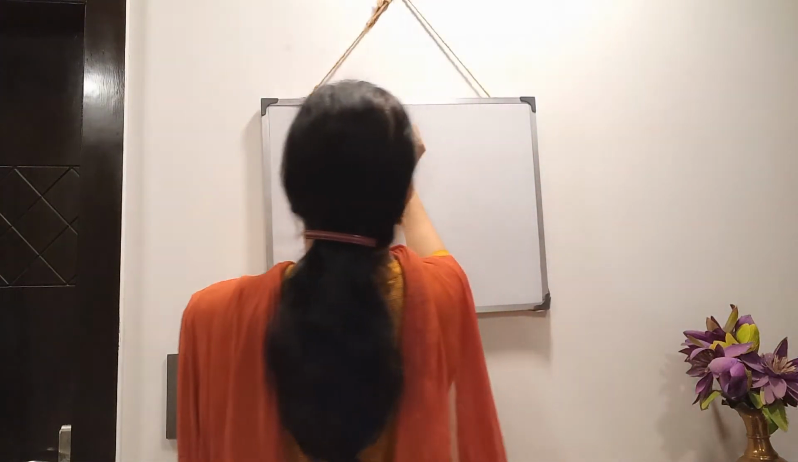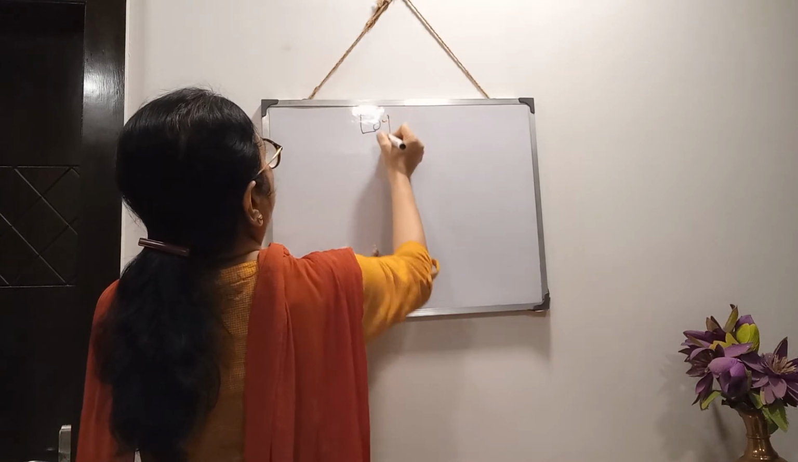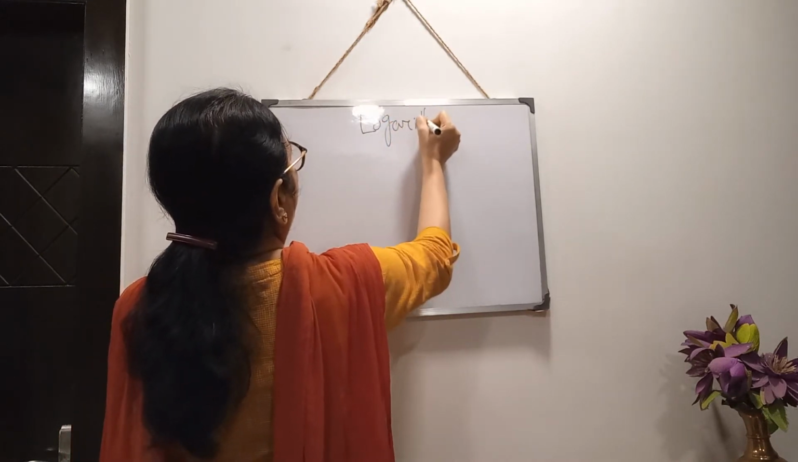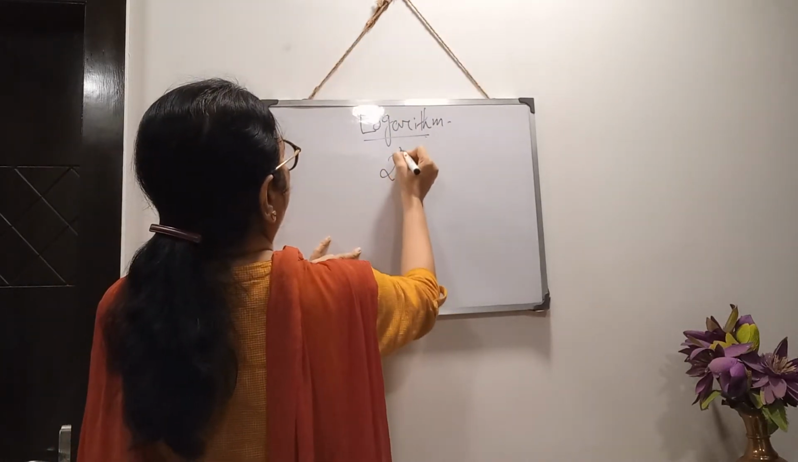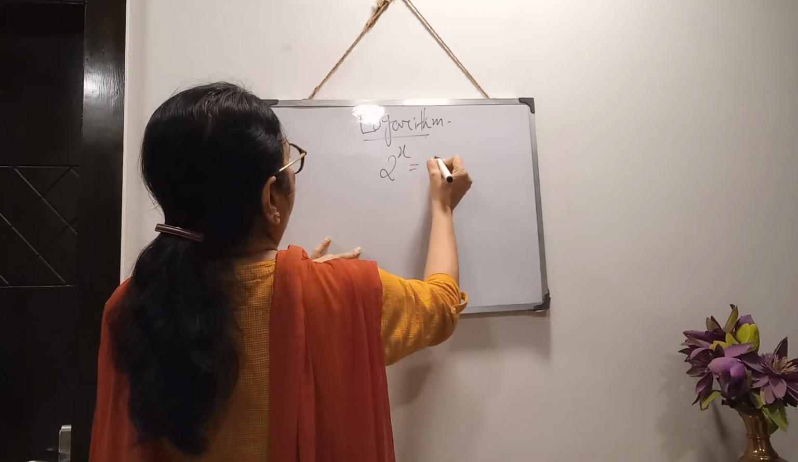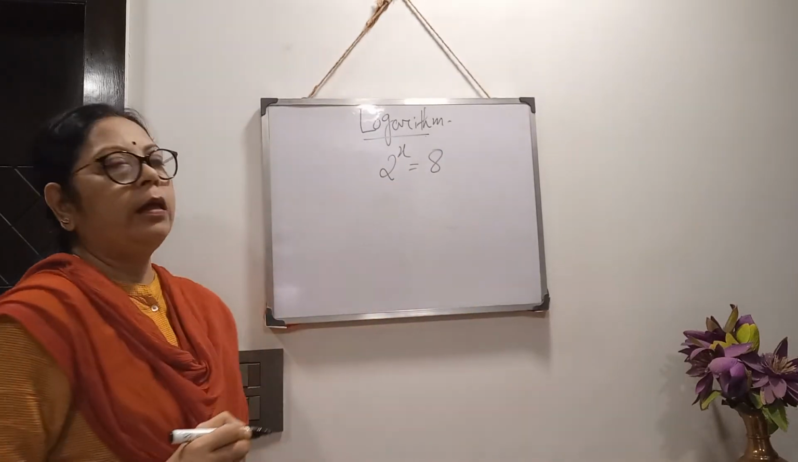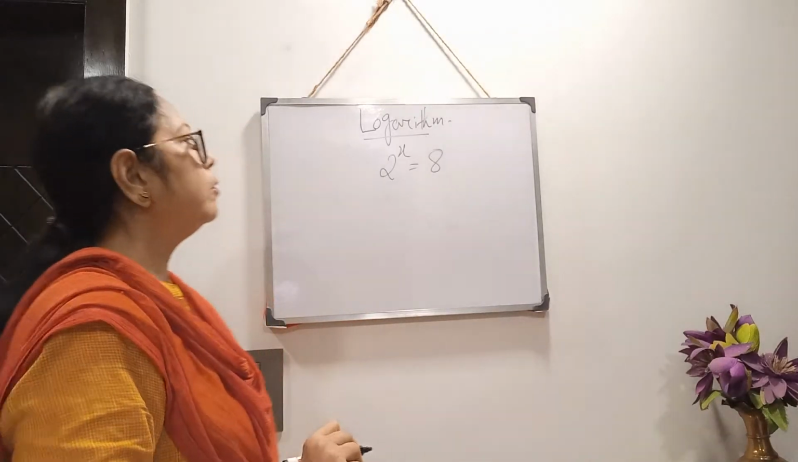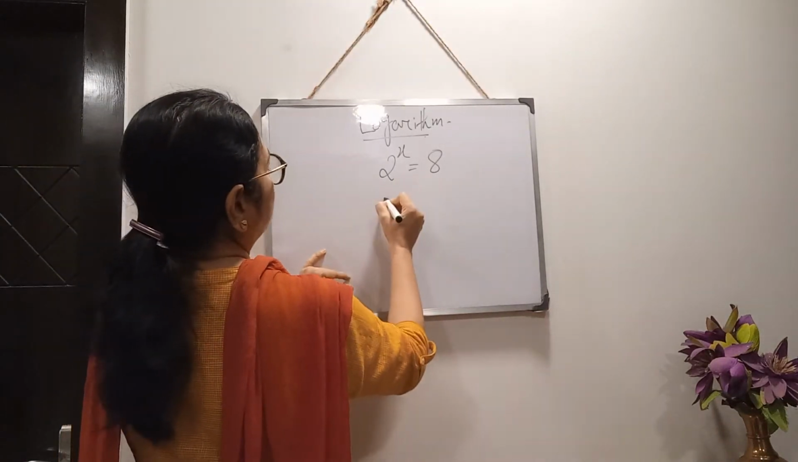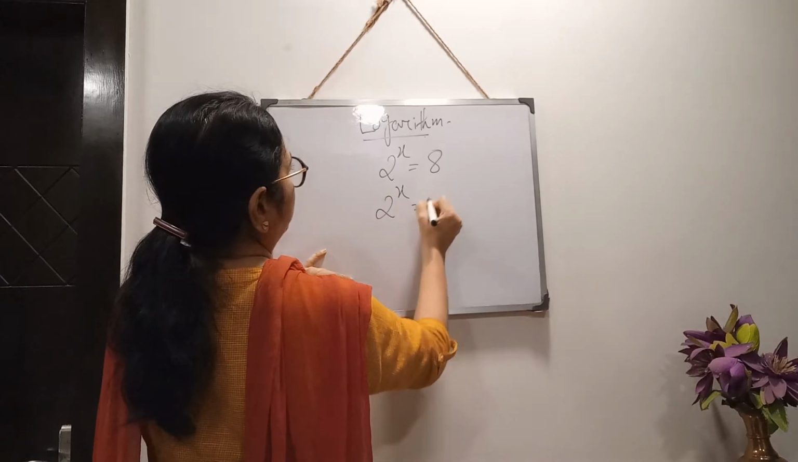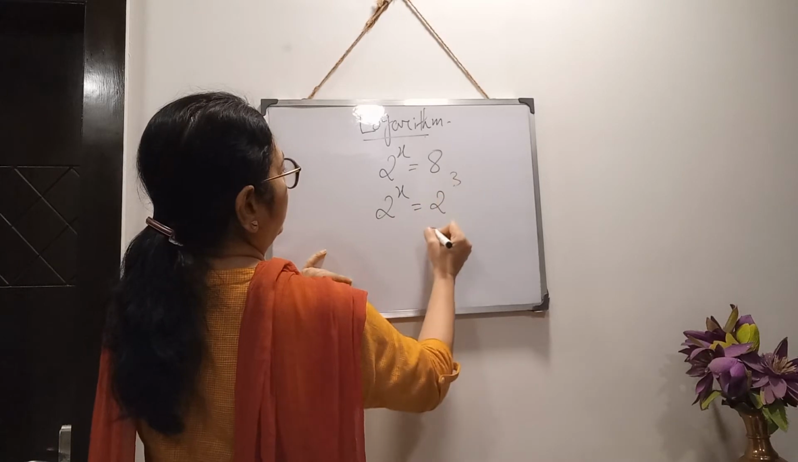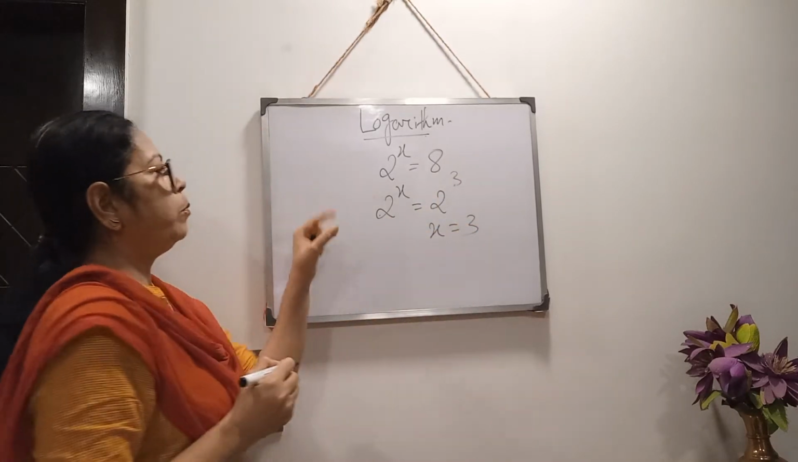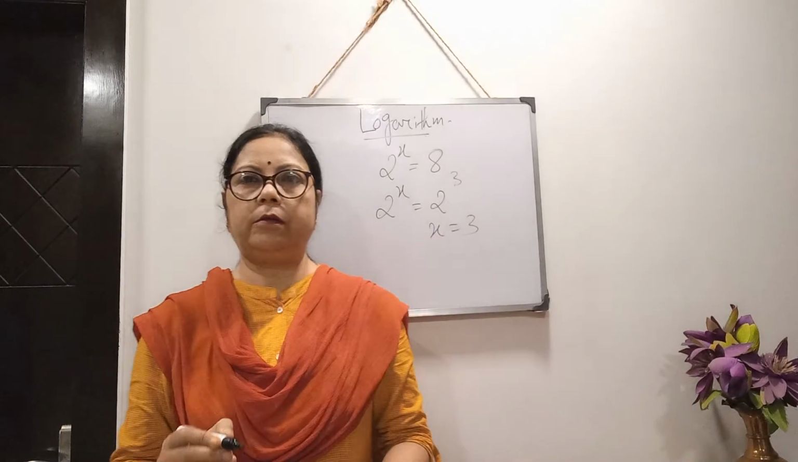Clear? What is that? Now first I am writing logarithm. If there is this equation 2 to the power x equals 8, then solve for x. So what can you do? By the laws of indices, 8 means 2 cube. Clear? Now the base is the same, so we can equate the powers. So we have got the value of x, that is 3.